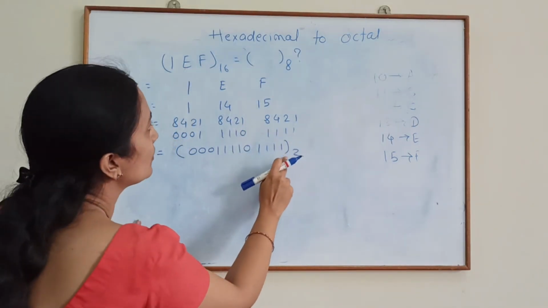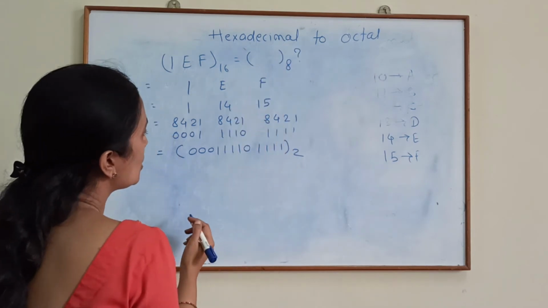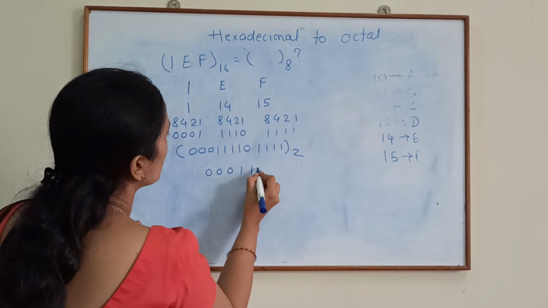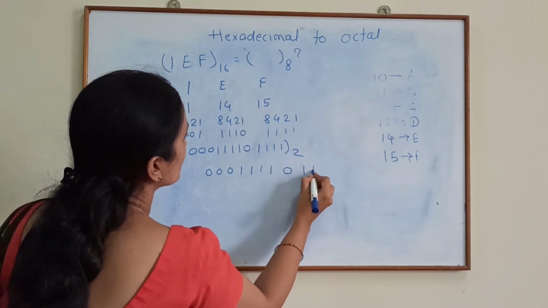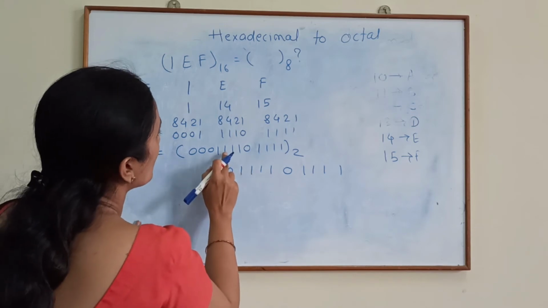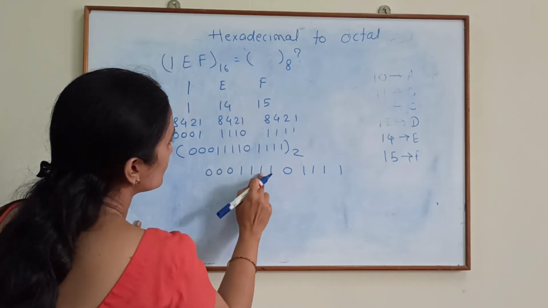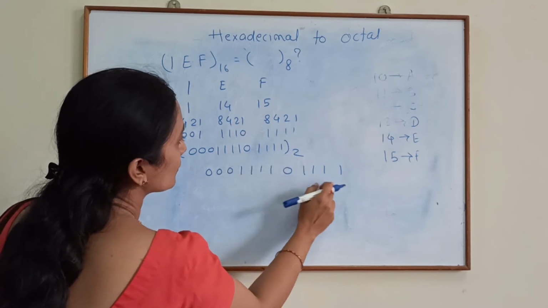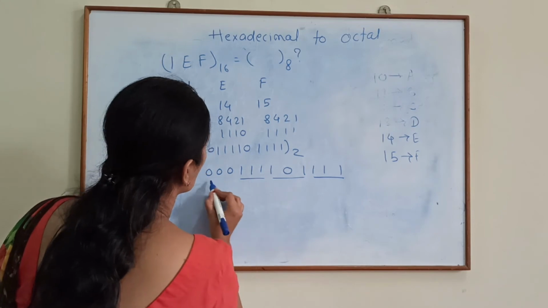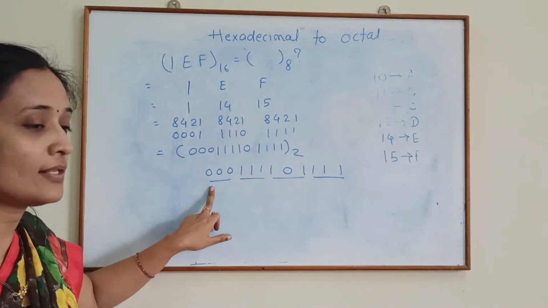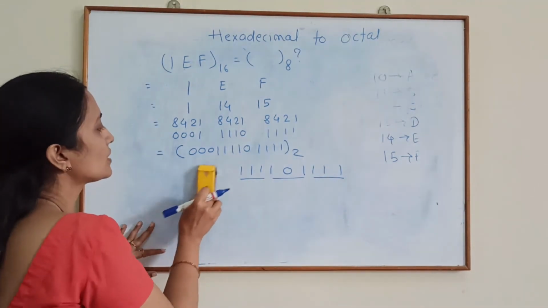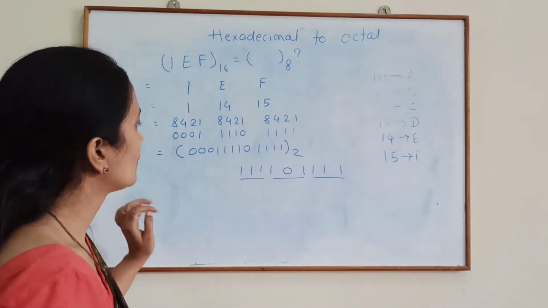Now this binary number we have to convert into octal. For that, first write down the number 0001, 1110, 1111. From the right hand side, make groups of 3. We can ignore this 0. It has no meaning. Therefore, we have got only 3 groups.